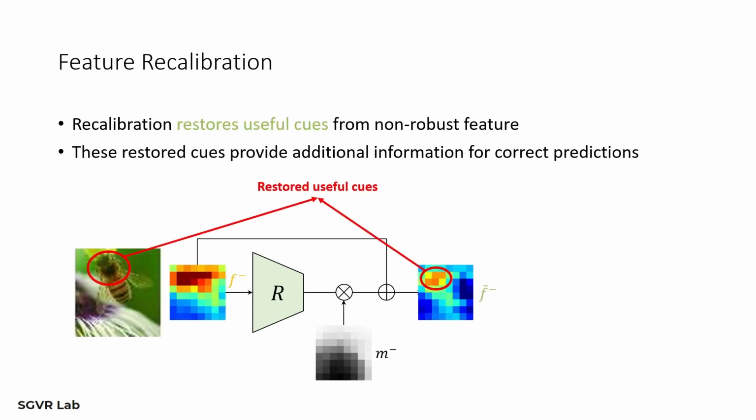Again, we visualize the feature maps upon recalibration. The recalibrated feature recaptures useful information for correct prediction, which in this case is the head of the B, from the disrupted non-robust activations. Note that this is the information that has not been captured by the robust feature. Thus, simply suppressing the non-robust activations would lead to loss of this important information. Through recalibration, we provide the model with a richer amount of information regarding correct prediction.